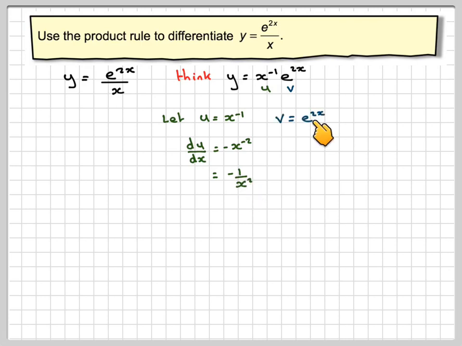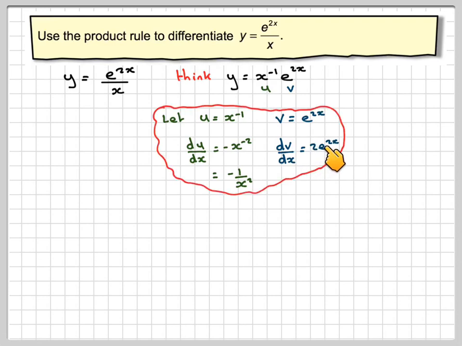V will be equal to e to the 2x. If we differentiate this, you differentiate the power, which is 2, and put it down in front. So dv by dx will be 2e to the 2x. Right, the product rule says dy by dx is equal to u dv by dx plus v du by dx. So substituting the values in.